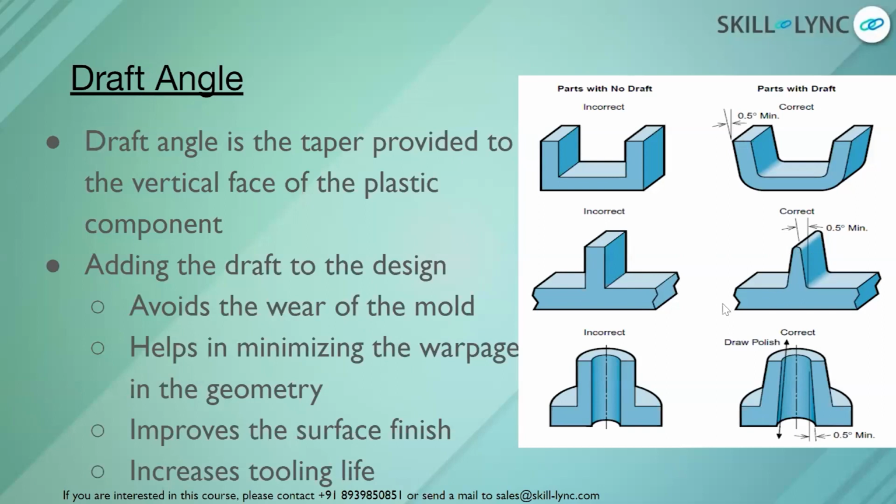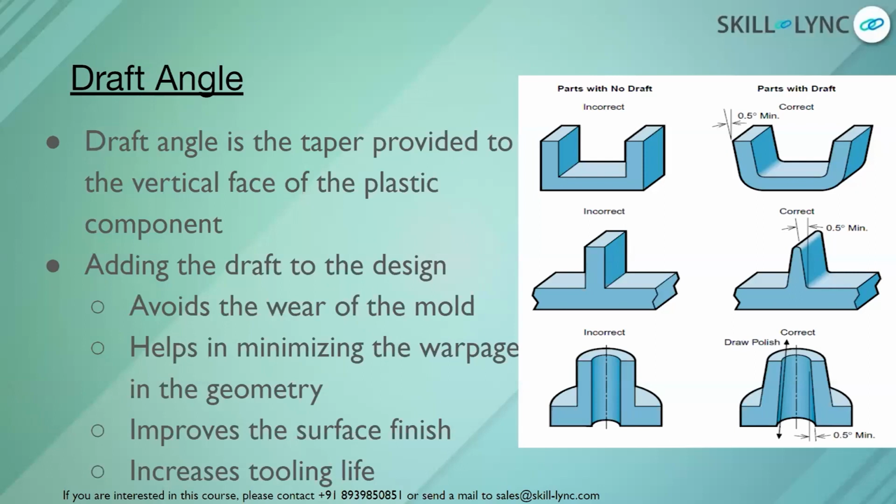Similarly for engineering features, you can see something here like a screw boss kind of structure. For that also you should have a draft available. Why is this draft provided? Basically to make sure that there is no wear and tear happening to your mold components, and no warpage in your plastic components. The draft also makes sure that ejection happens easily and is a smooth process, and it helps in developing a proper surface finish.